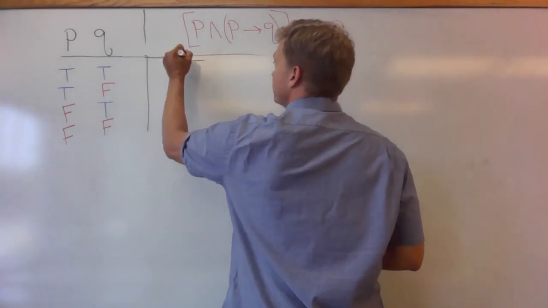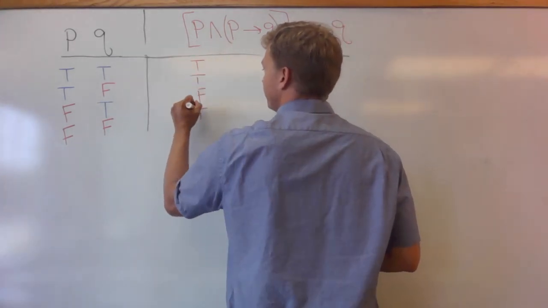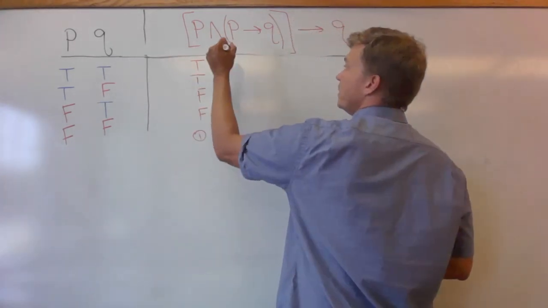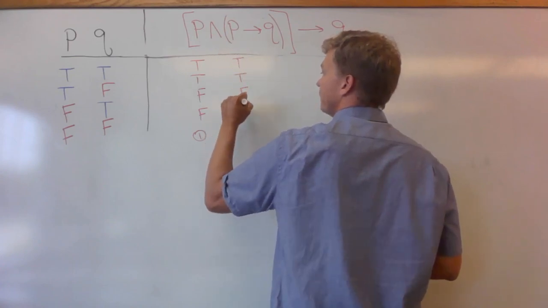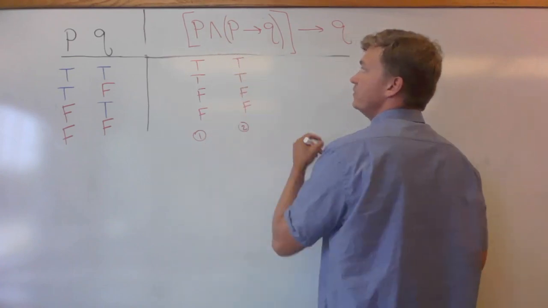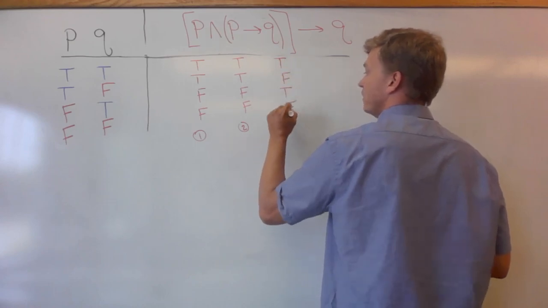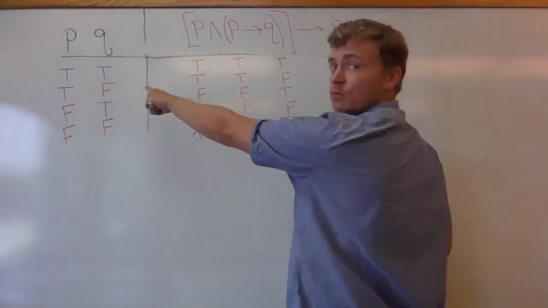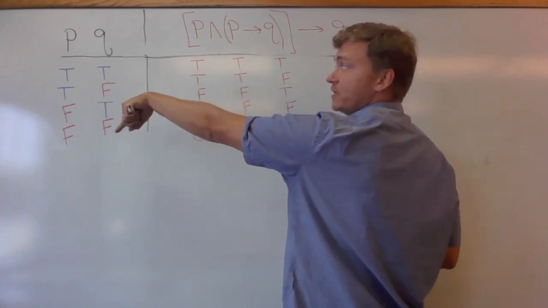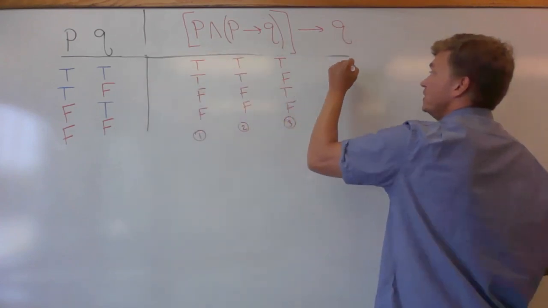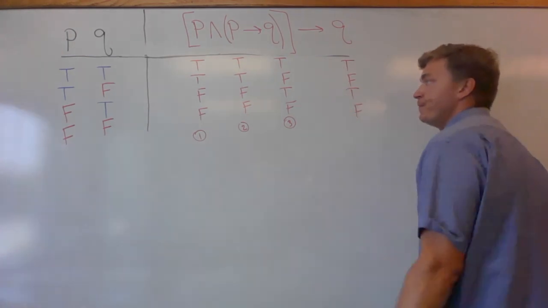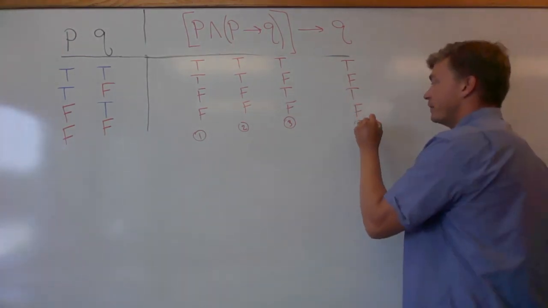P is T, T, F, F for column one. P is T, T, F, F for column two. Q is T, F, T, F for column three. All I'm doing is just taking what's over here, right? I'm just taking that. That's what P is. That's what Q is, and I'm writing them down. T, F, T, F.